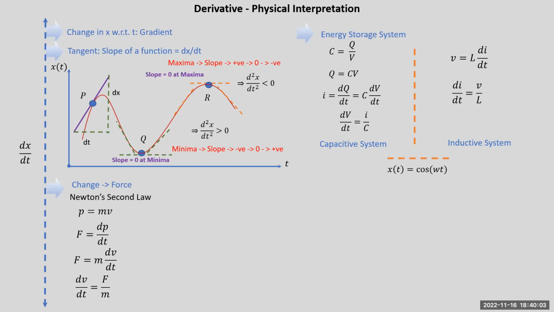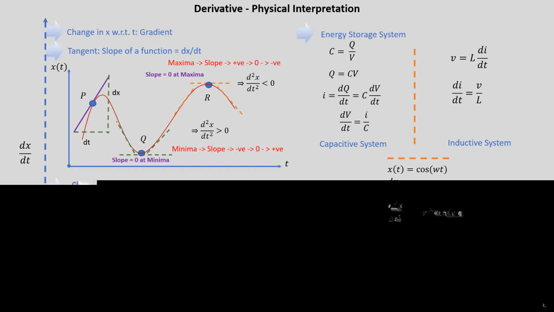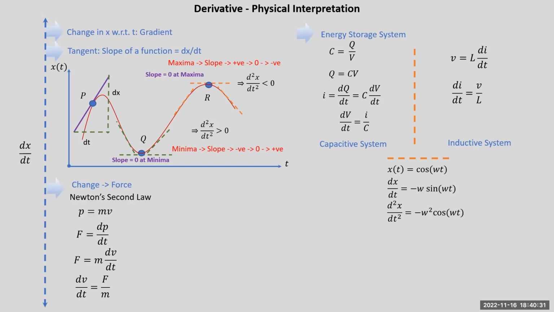Now there is one more interpretation of the derivative, which we call system representation. Consider a simple function x of t is equal to cos of omega t, which is nothing but a cosine wave or a sine wave, or an oscillator. If you differentiate with respect to t, you'll get minus omega into sine of omega t. When you calculate the second order derivative, it will be minus omega square into cos of omega t, and cos of omega t is x of t. If you substitute that, you will get a simple differential equation d2x by dt square plus omega square x equal to 0. Now this represents the oscillator system because the solution of this equation is nothing but x of t is equal to cos of omega t.